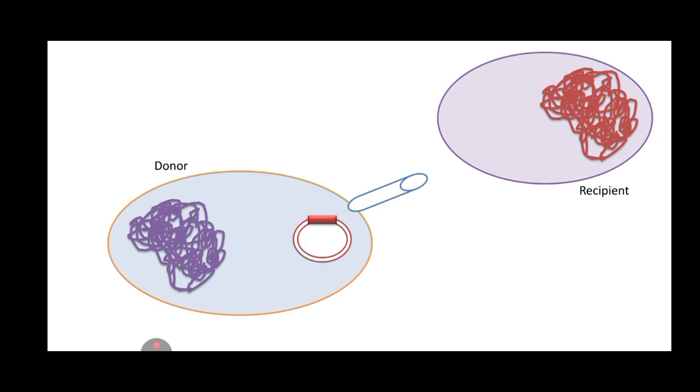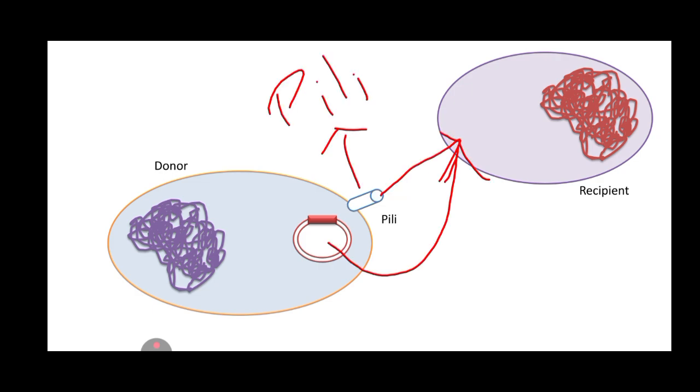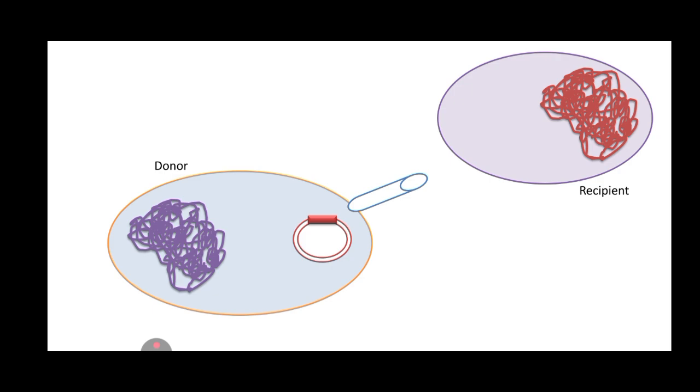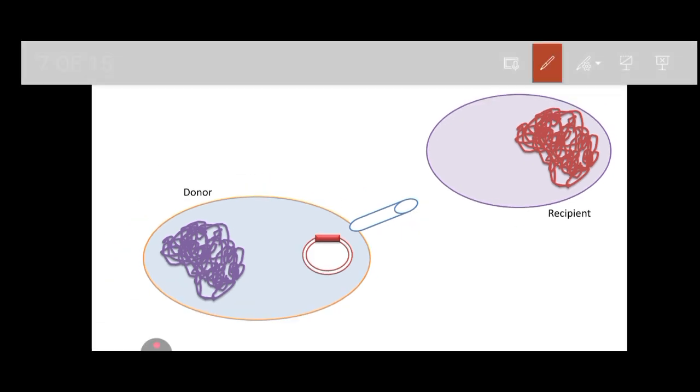And see, the pili is growing. This pili helps the donor to recognize a receptor. This one is called the donor, and this is called the recipient. This pili recognizes a receptor.